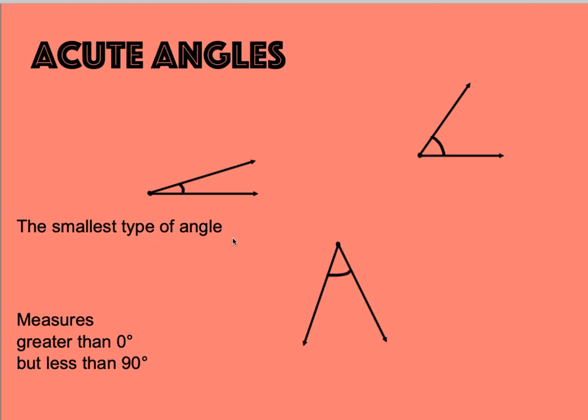So the acute angle is the smallest type, and for our measurement we have rules. It has to be greater than 0. There is no such thing as an angle with 0 degrees. In fact, if you had that, it would just be 1 ray by itself.